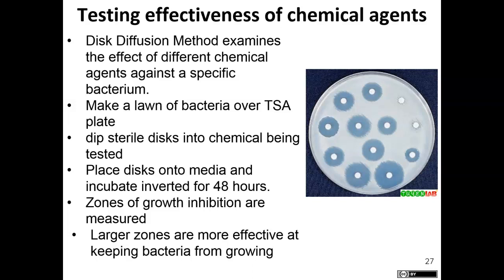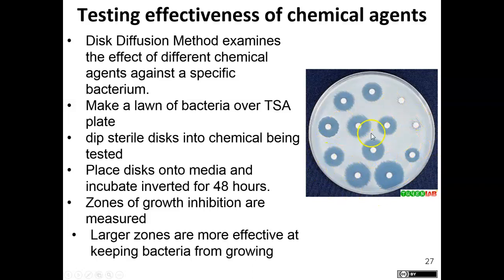Once you're done, you then measure the zone of inhibition. So here we have a zone of inhibition. If we were to measure it, I don't have a ruler on me, but if we were to measure this zone from the middle out, and this one here, obviously this one has a larger zone, right? This one has a very small zone. This one has almost no zone of inhibition. And so that's going to tell you which chemical is best at controlling microbial growth of whatever you made a lawn of.